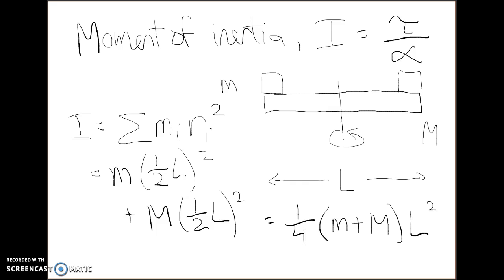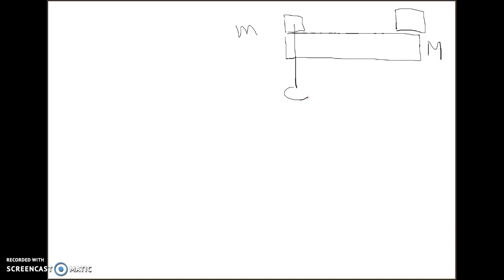Okay, so the other thing you should notice when thinking about moment of inertia is that it very much depends on the axis around which you're rotating something. So if we do this problem again, but instead of rotating around the middle, now rotating around the one end, you're going to have a different moment of inertia. So let's try it.